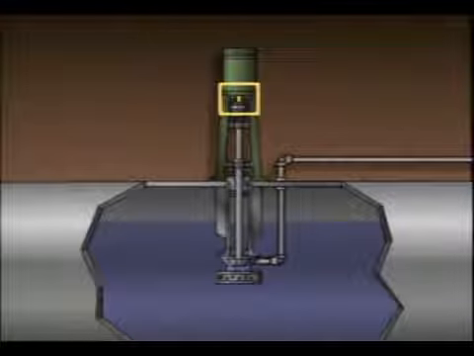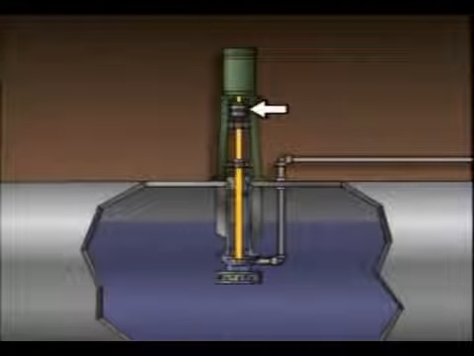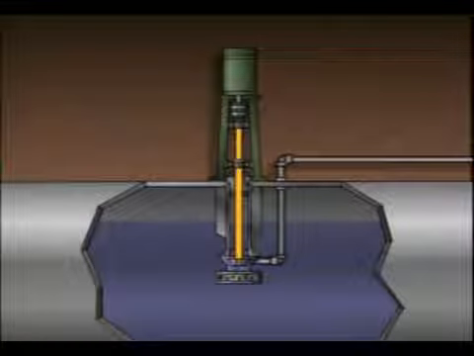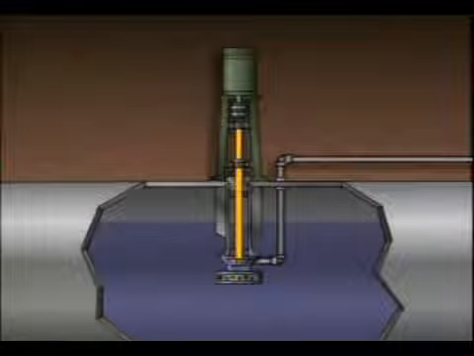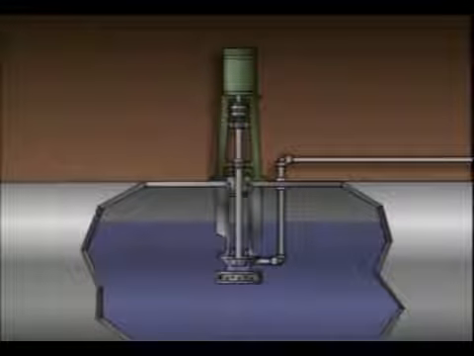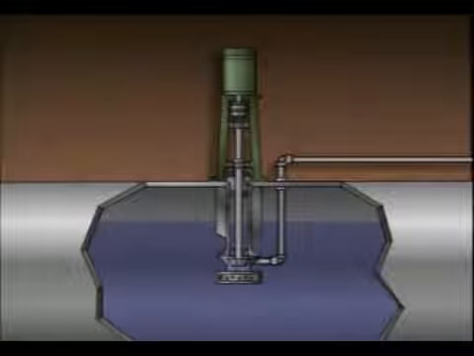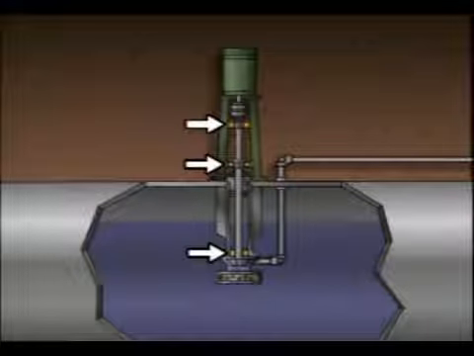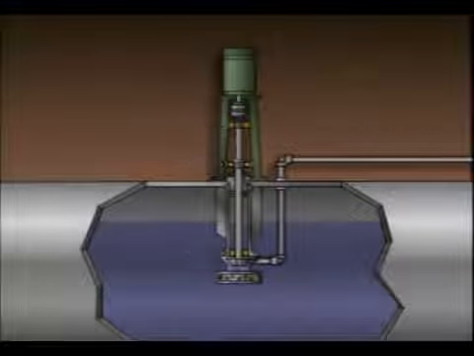The driver, which is an electric motor, is mounted above the pump on top of the tank. Its shaft is connected to the pump shaft by a coupling. This pump shaft is much longer than those found on most other centrifugal pumps. On any pump with a long shaft, it's important to keep the shaft in its correct position so that the pump will operate properly. So several bearings are used to keep the shaft properly aligned.